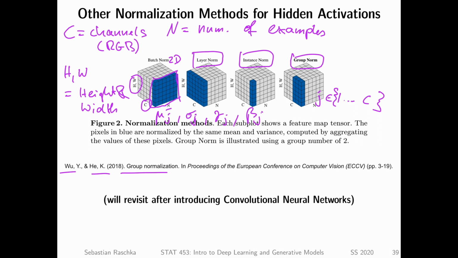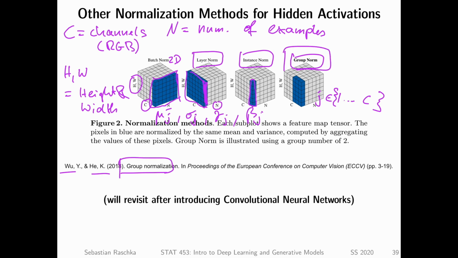We compute this for each mini batch for each channel, and in layer norm, what we do is we compute parameters based on all channels at once, but only for one training example. So n here is only one training example because we only look at one column here. So blue again is the part from which we compute parameters, and there's a kind of special case, instance norm, where the computation only happens per channel and per training example. So this is very extreme, and there's a middle ground. This is group norm. This is what this paper is about.